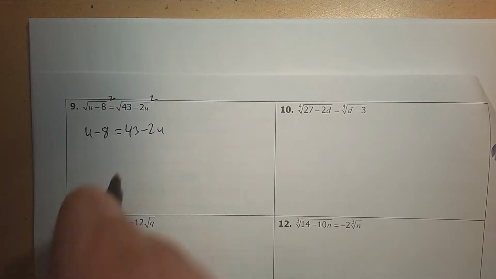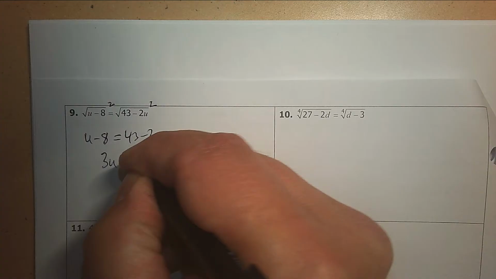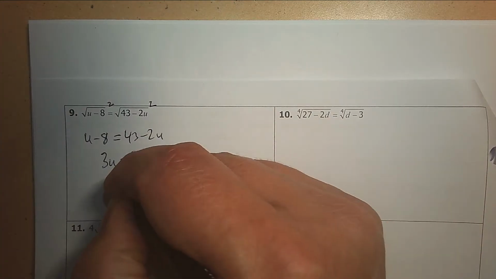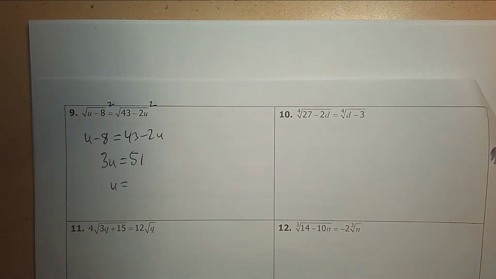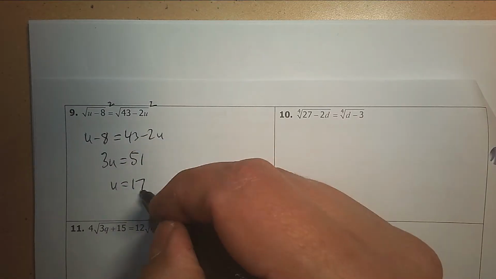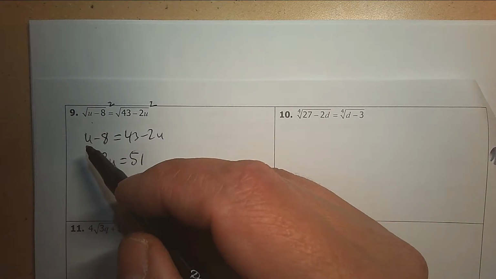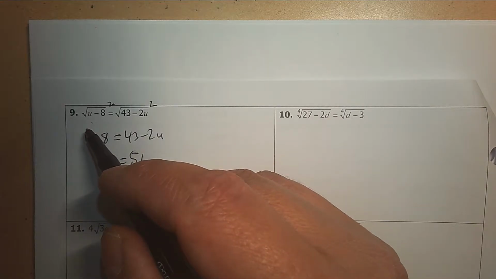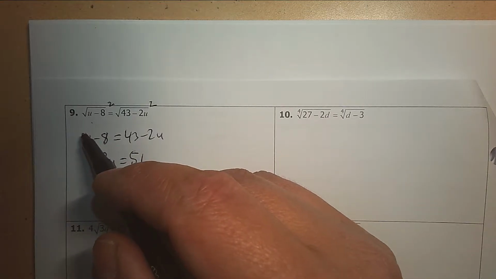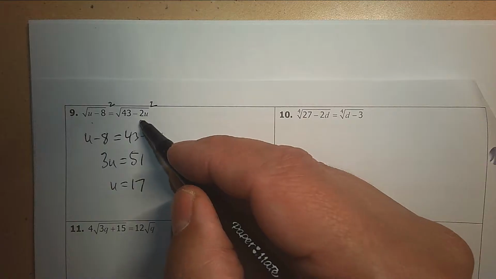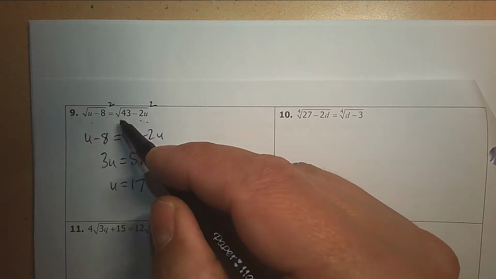So what would you get? 3, and then you would add 8 and get 51. Do you know that 3 goes into 51 evenly? 17. Now, when I plug 17 in, this is what's important. 17 take away 8. Positive answer? Okay. 2 times 17, and then 43 take away that.